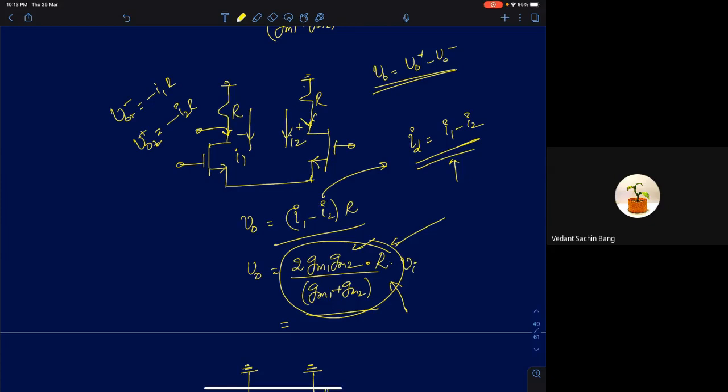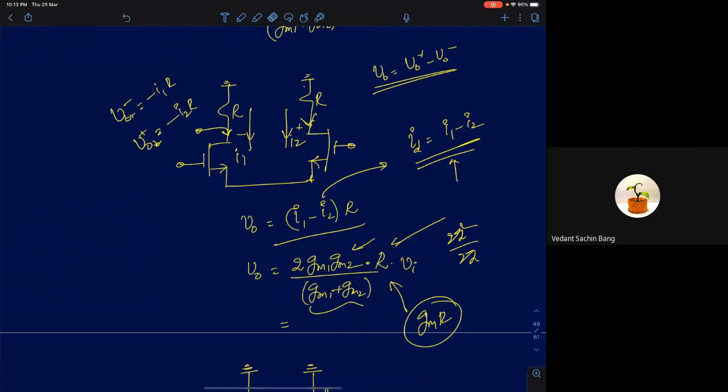You can quickly see if GM1 is equal to GM2, this term reduces to GM. If GM1 equals GM2 equals GM, then you get 2 GM squared by 2 GM. So that term will reduce to GM and the gain will reduce to GM times R. But if you have unequal GMs, this is the expression for the voltage gain, provided the biasing current source is an ideal current source.